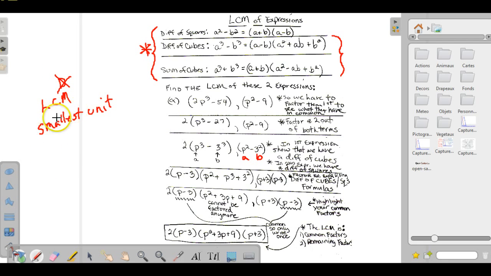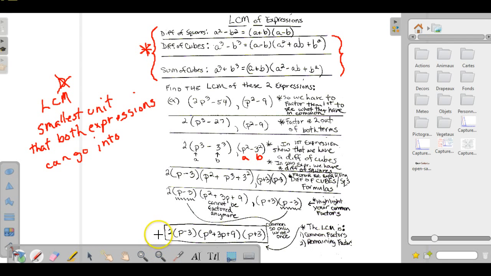So the least common multiple is the smallest unit that both expressions can go into. That should probably be one word. Can go into.